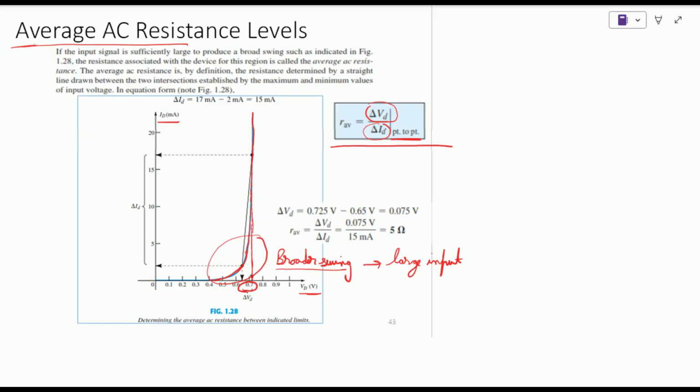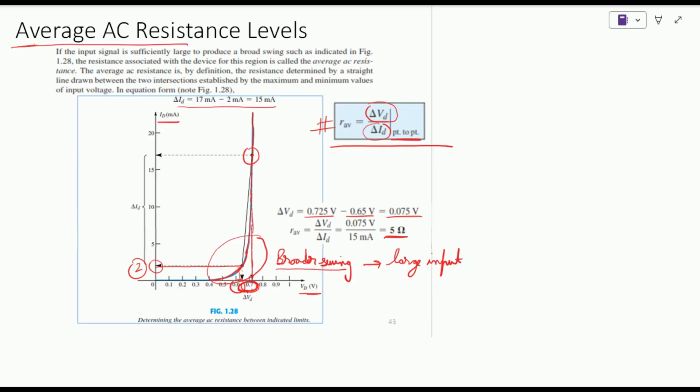For example, to find the average resistance over here, we can see that for the tangential line drawn, the maximum value of current is 17 milliamps and the minimum value comes out to be 2 milliamps. So the difference is 15 milliamps. For the same set of currents, the corresponding voltages are 0.725 and 0.65. This means that for 17 milliamps the voltage is 0.725, and for 2 milliamps it is around 0.65, and this is the difference of voltage. So the average AC resistance comes out to be 5 ohm.